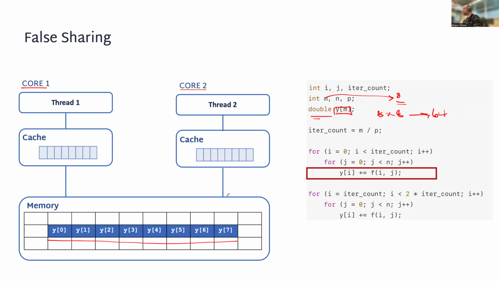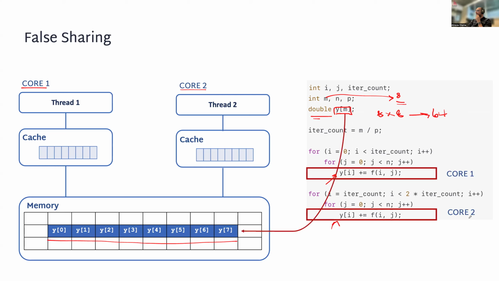So let's see what happens. So we want to do this computation by the first core and this computation by the second core, right? So let's see what it does. And this array Y of M is in our global memory. So in the first core, we need to get y0, right? Because here we are just accumulating to y0. So we need to read y0.